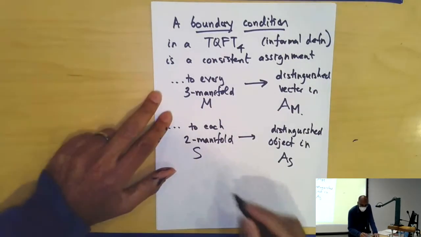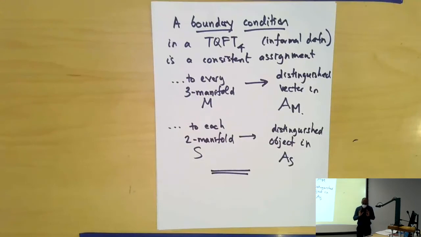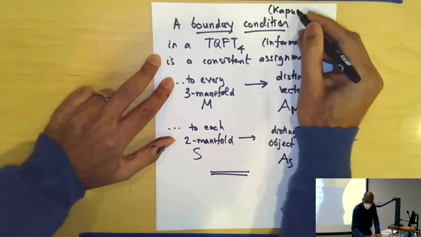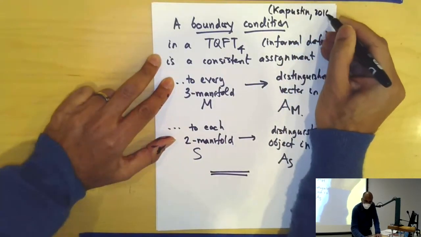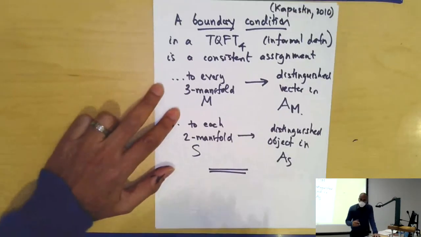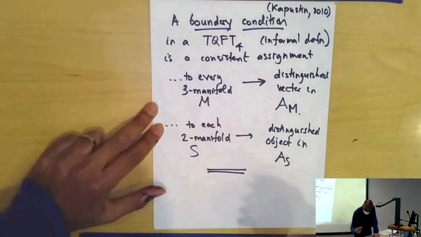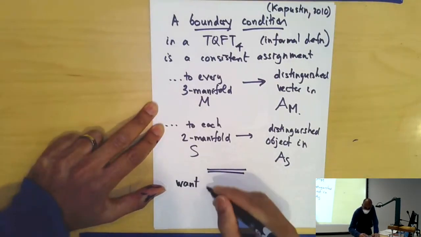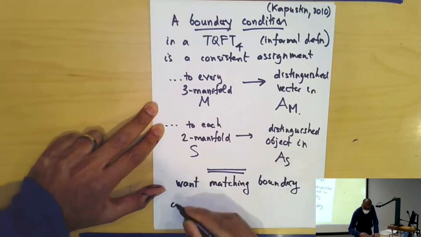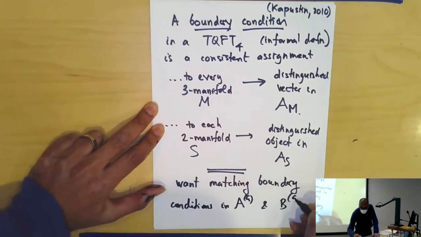So what we are looking for in this language, and there's a very nice survey of this idea from the physics point of view, but written for mathematicians, in Kapustin's 2010 ICM address, which you can find. So the search for matching invariants of automorphic and Galois sides amounts to asking, more ambitiously, for matching boundary conditions in A_G and B_G check.